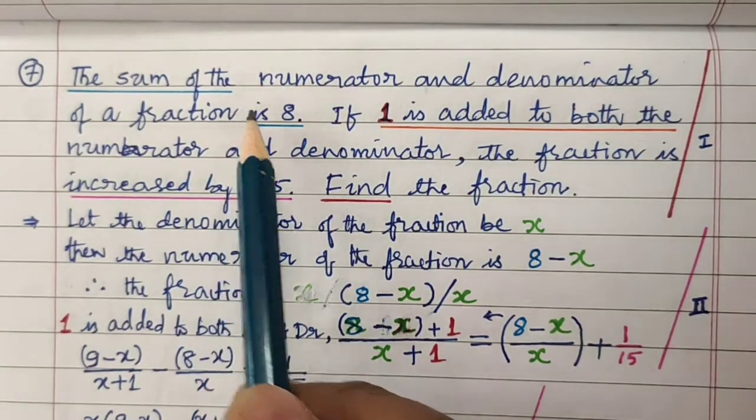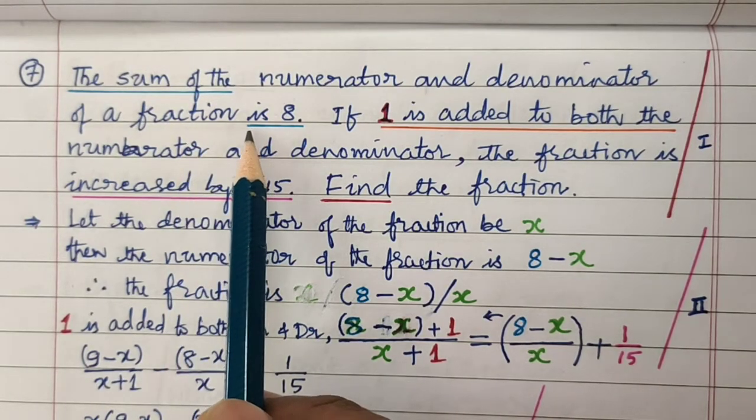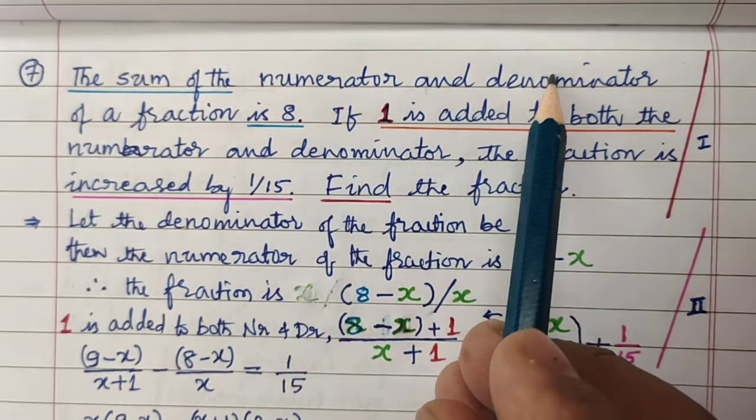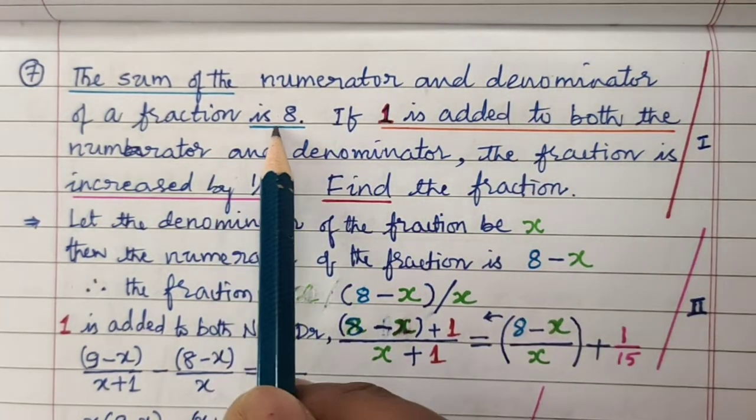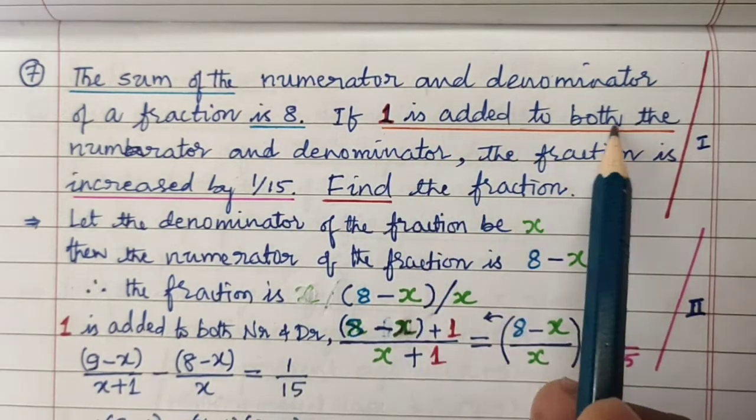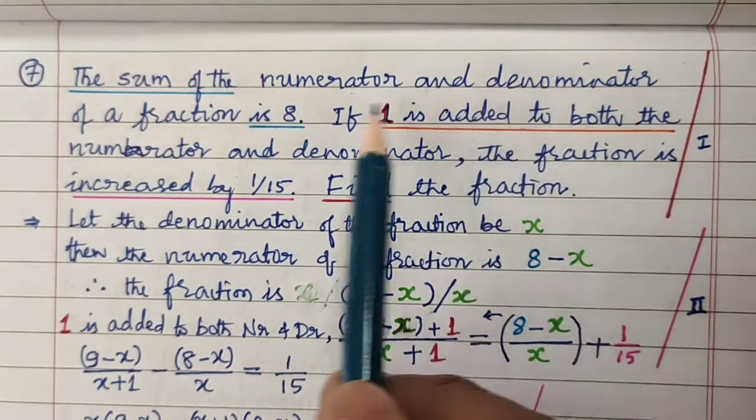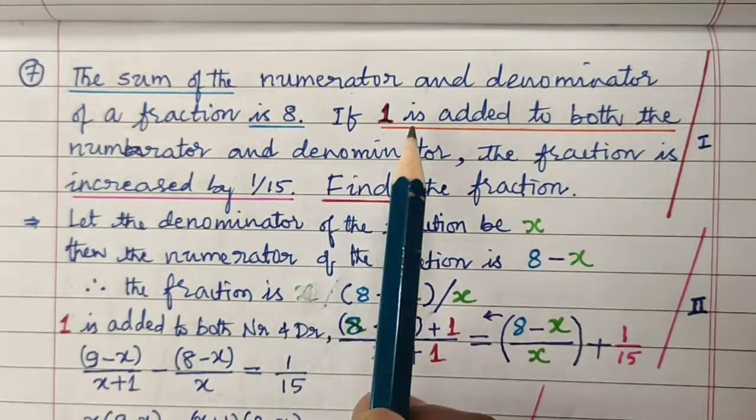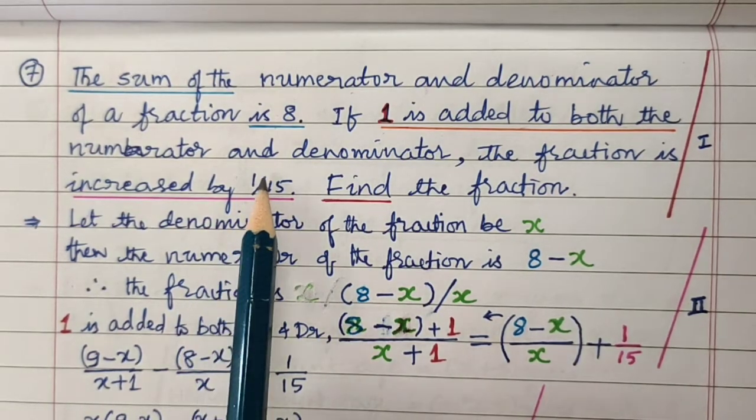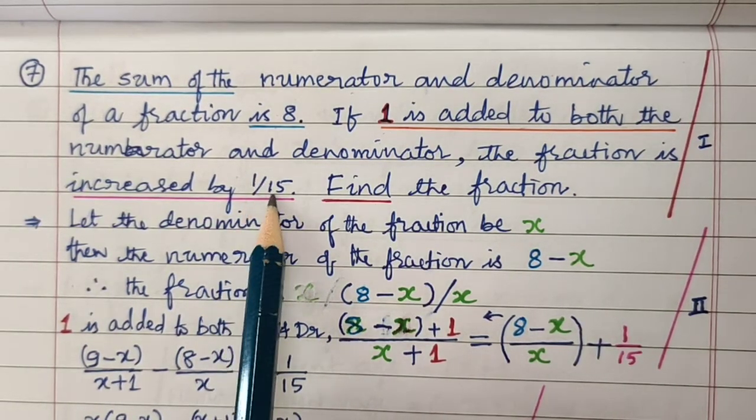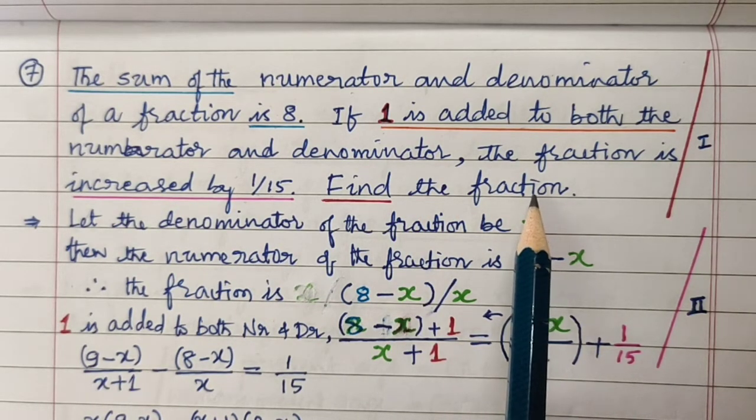The sum of the numerator and denominator of a fraction is 8. There is a fraction. When you add numerator and denominator, that will become 8. If 1 is added to both the numerator and the denominator, the fraction is increased by 1 divided by 15. Find the fraction. We need to find the fraction, and they have given two conditions here.